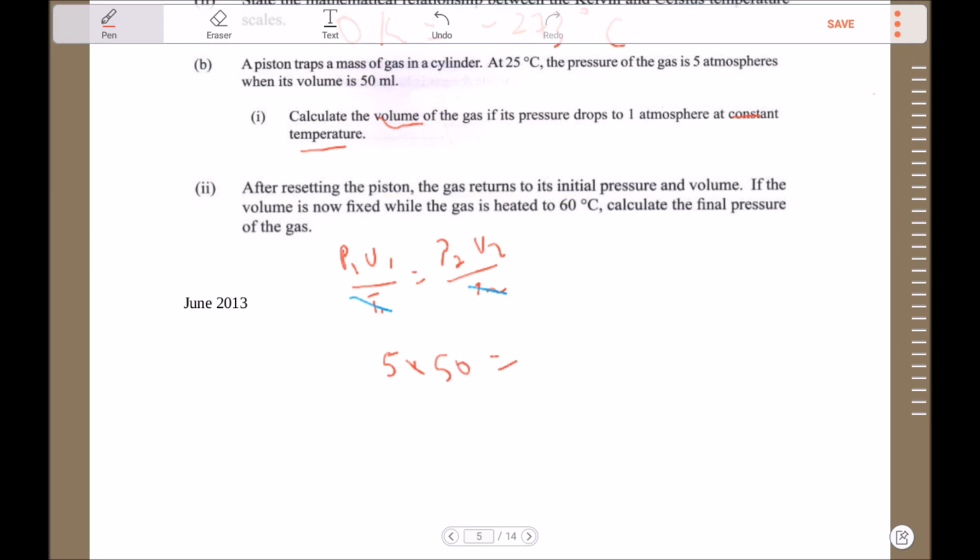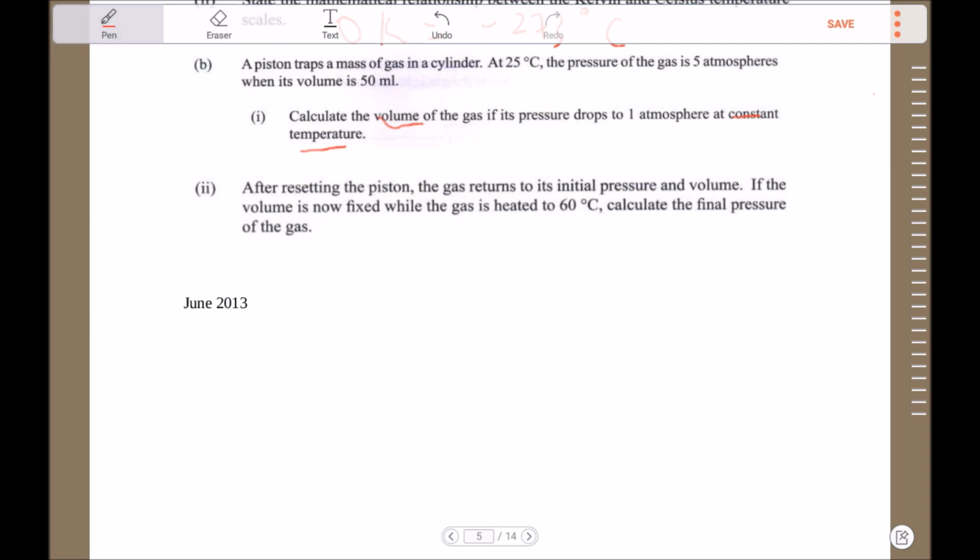That is equal to, we need to calculate the volume of the gas. So we're going to find V2 when the pressure drops to 1, times V2. So 5 times 50, that's 250, equals V2. So the new volume is 250 milliliters.